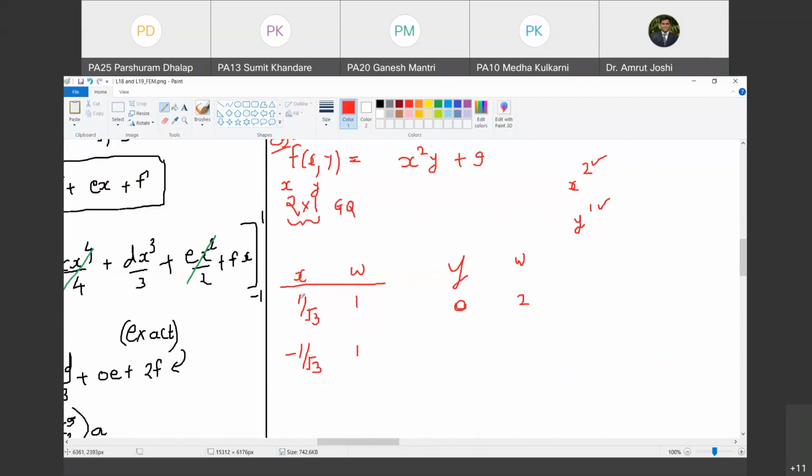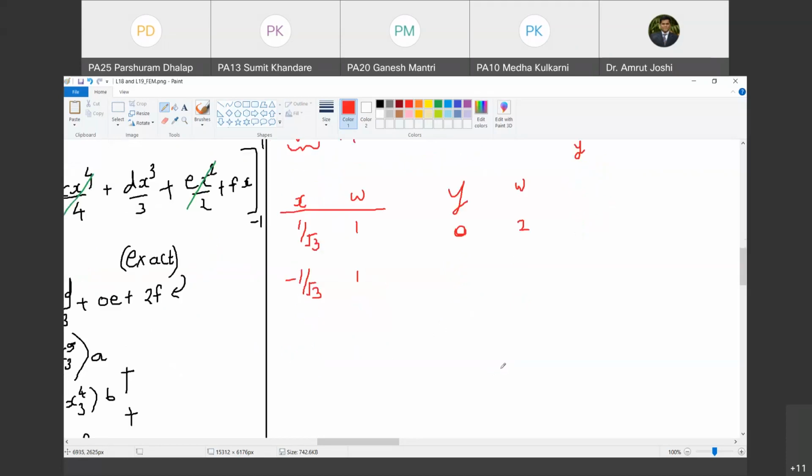So one combination is x equal to 1 by root 3 and y equal to 0. Another combination is x equal to minus 1 by root 3 and y equal to 0. Do you agree with me? Yes, sir. So I will write down those combinations first. I am going to compute the value of the function at x equal to 1 by root 3 and y equal to 0. Then I am going to compute the function at x equal to minus 1 by root 3. Happy?